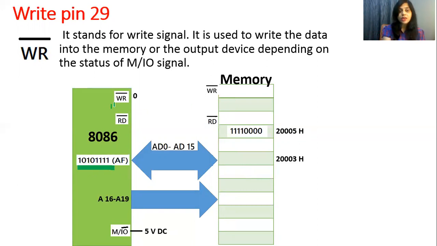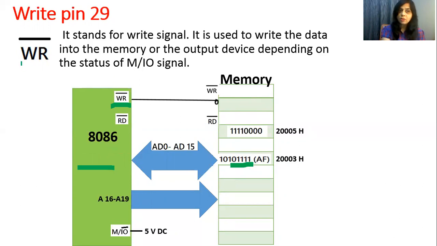So there is one write bar pin on 8086. Write bar pin is also active low. Let's assume that 8086 wants to transfer this data to this particular memory location. So 8086 will first transfer 2003 on the address data multiplex bus and address bus. And then it will transfer this write bar signal to memory. And after that, 8086 will transfer this data to this particular location.